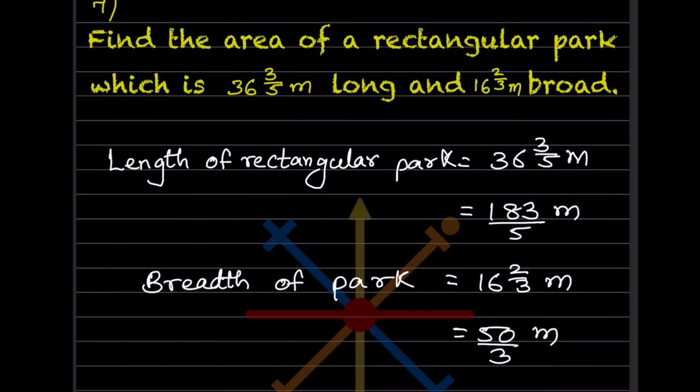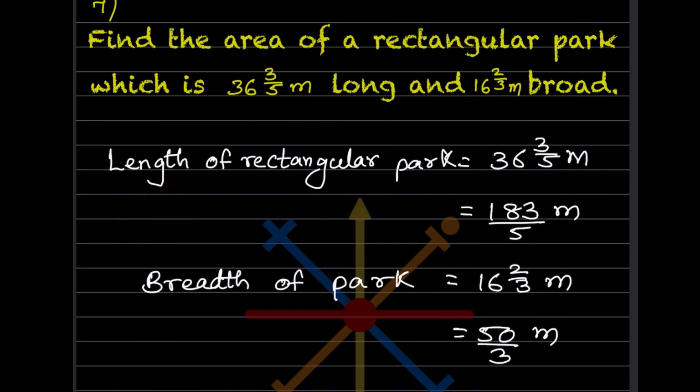Find the area of a rectangular park which is 36 3/5 meter long and 16 2/3 meter broad. So, you know, this is a rectangular plot. So, what is the area? First thing, the formula for a rectangle, that is length into breadth.